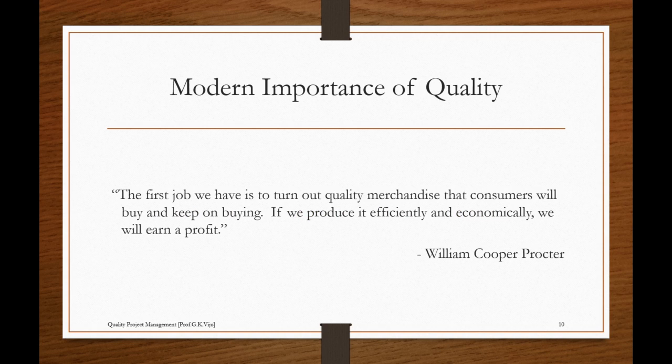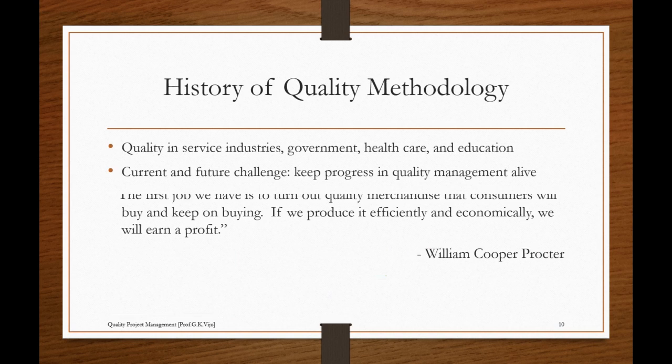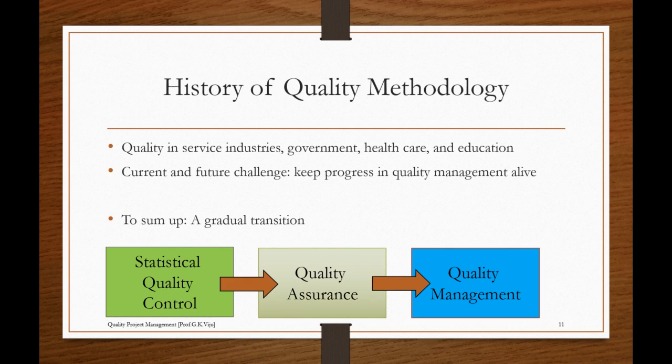According to William Cooper Proctor, the modern importance of quality is that you have to turn out quality merchandise that consumers will buy and keep on buying. If we produce it effectively and economically, we will earn a profit. That means you can retain the customer for a long period of time, through which we can earn profit. The history of quality methodology started in service industries, government, healthcare, and then education. The current and future challenge is to keep progress in quality management alive.